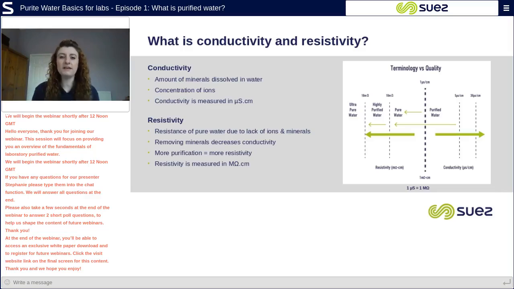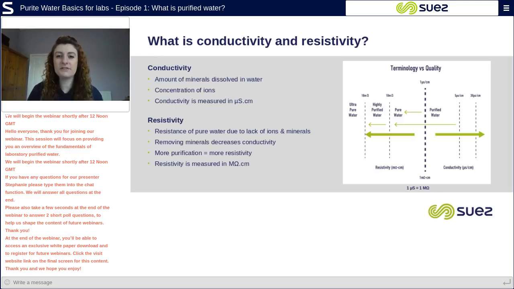What is conductivity and resistivity? So conductivity describes the amount of minerals dissolved in water, like when you dissolve sugar in your cup of tea. When minerals dissolve in water, they split into cations and anions, and it is these ions that carry charges, which makes the water conductive. The more ions in the water, the higher the conductivity, and conductivity is measured in microsiemens.